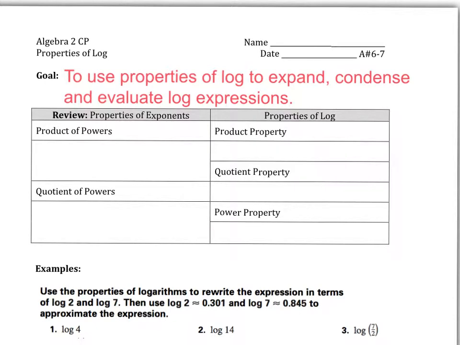Greetings, algebraites. We are going to attack, kill, destroy properties of log. We're going to expand, we're going to condense, and we're also going to evaluate.